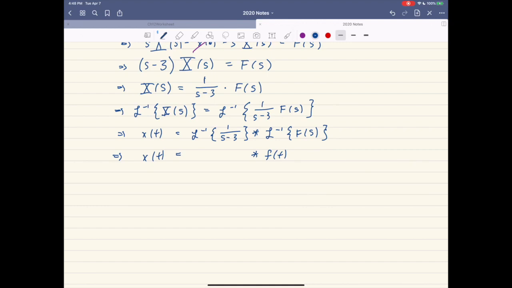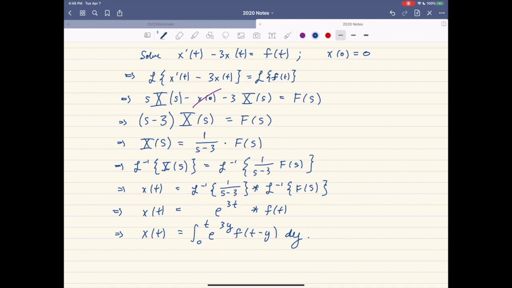And then we need to think about what's the function whose transform is 1 over s minus 3. In other words, what's the inverse Laplace transform of 1 over s minus 3? That's nothing more than e to the 3t. And our final step is to write out this convolution as an integral. So x of t we can write as the integral from 0 to t of e to the 3y times f of t minus y dy. And what we've done is solved our differential equation. I think this is pretty cool actually.